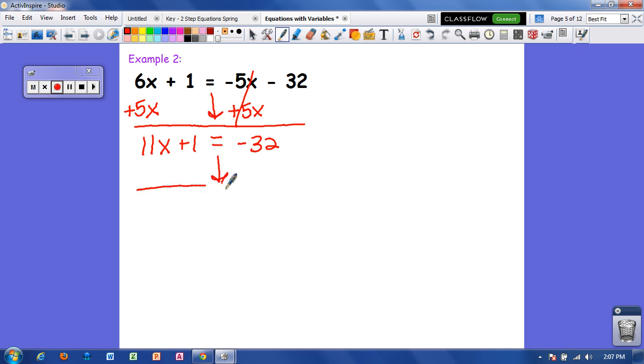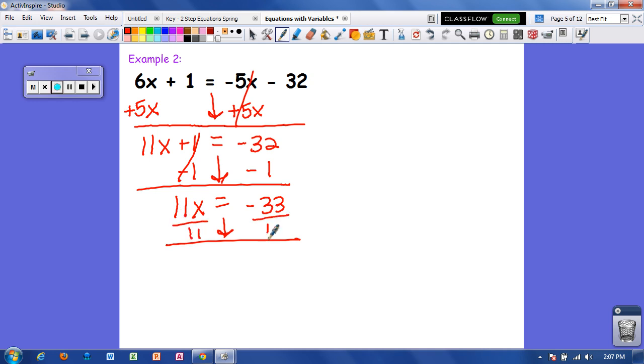Now I just want to isolate the variable. The inverse of adding 1 would be to subtract 1. This makes 0, so I'm left with 11x, and a negative 32 minus 1 is a negative 33. The inverse of multiplying by 11 is to divide by 11. I'm left with x. Negative 33 divided by 11 is a negative 3.